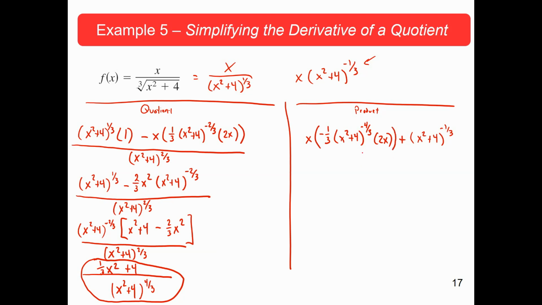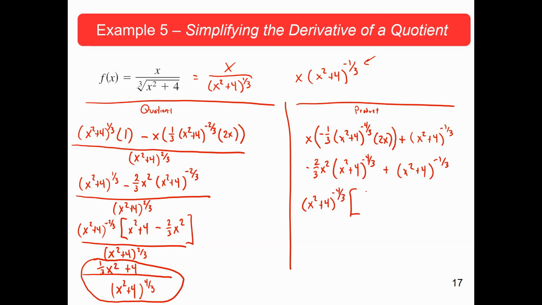All right, so what do we have here? Negative 2/3 x squared, so negative 2/3 x squared times x squared plus 4 to the negative 4/3 plus x squared plus 4 to the negative 1/3. All right, so which one is the least? Negative 1/3 or negative 4/3? Negative 4/3. So we're going to factor out negative 4/3.